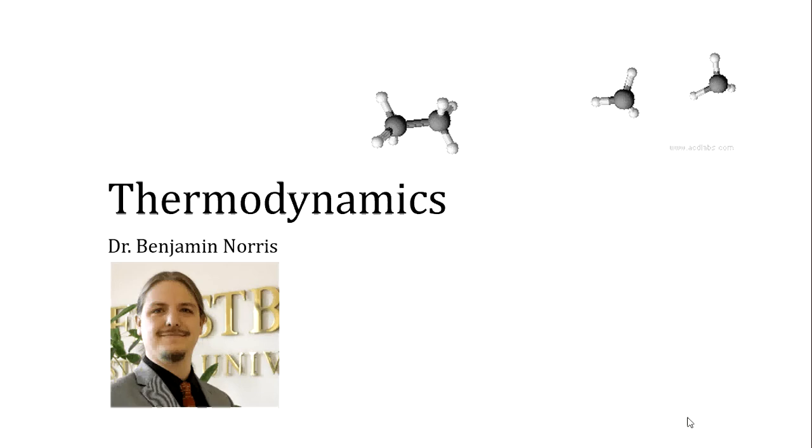Today we're going to talk about thermodynamics, especially as they apply to organic chemistry. The structures on the upper right show the homolysis of ethane into two methyl fragments. This type of homolysis represents the breaking of a carbon-carbon bond, and is the type of reaction studied in determining bond dissociation energies, which we'll talk about in a little bit.